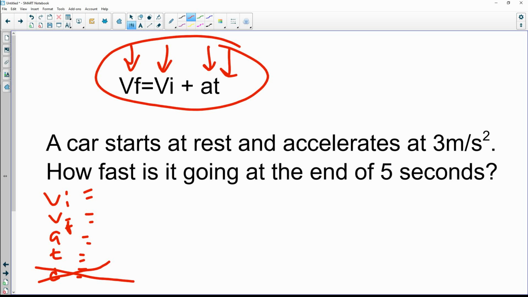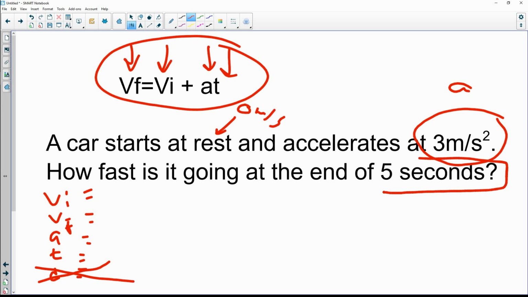A car starts at rest. Well, how fast are you going if you're at rest? 0 meters per second. And it accelerates at 3 meters per second squared. Okay, so that's an acceleration. And we're looking for how fast we're going at the end of 5 seconds.